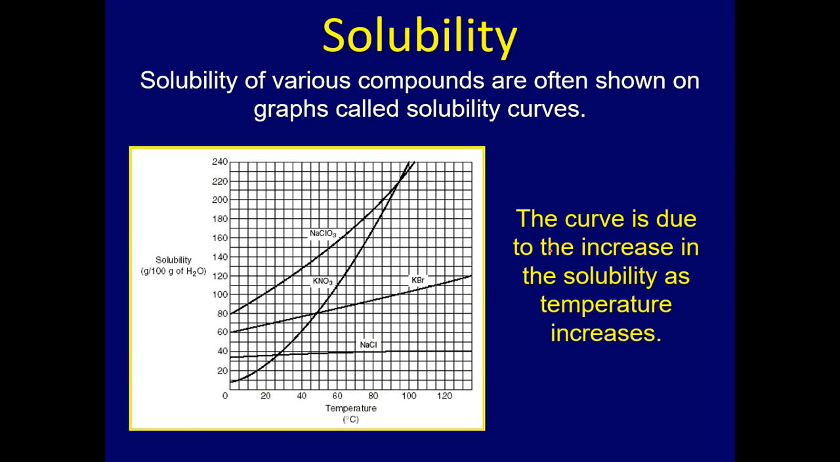Okay. Now, we often read solubility on graphs, and these are called solubility curves. The curve is due to the increase of solubility, so it curves upwards. More can be dissolved as you increase temperature. So on a solubility graph, temperature is always on the x-axis, and solubility, the amount that's dissolved, is always on the y-axis.